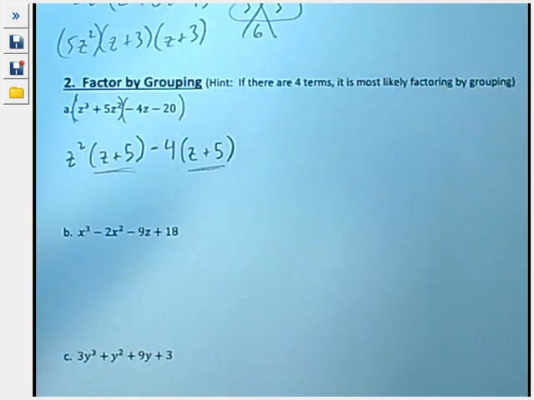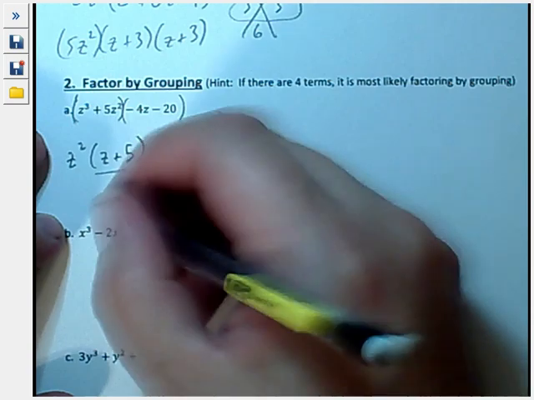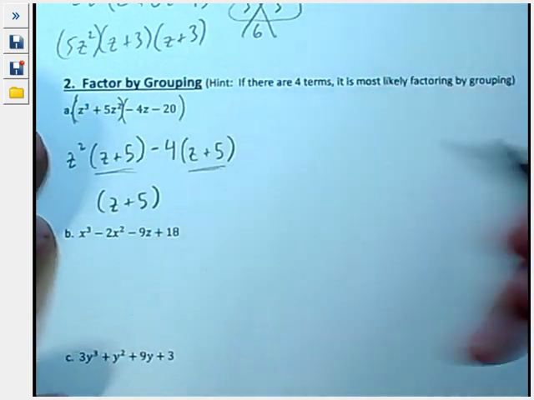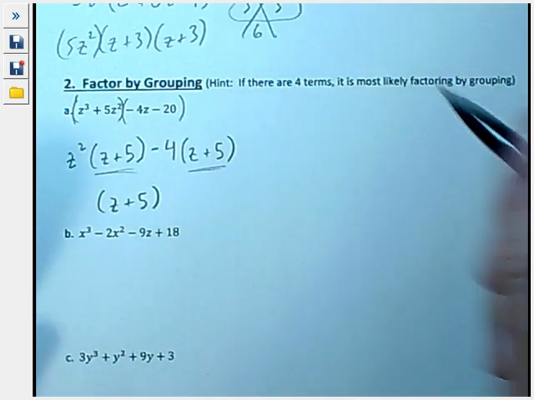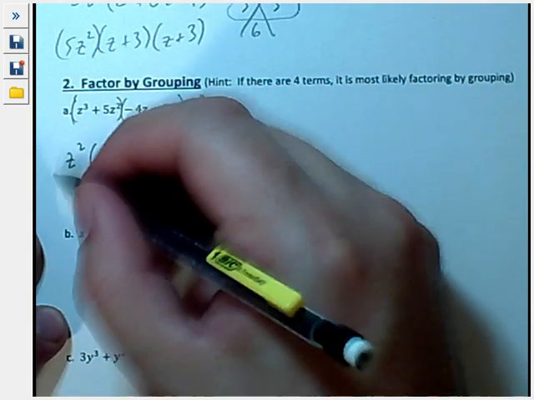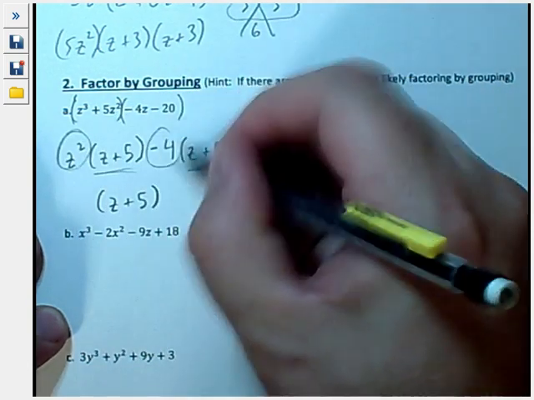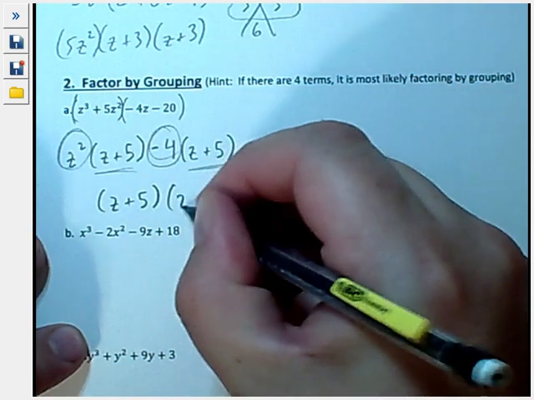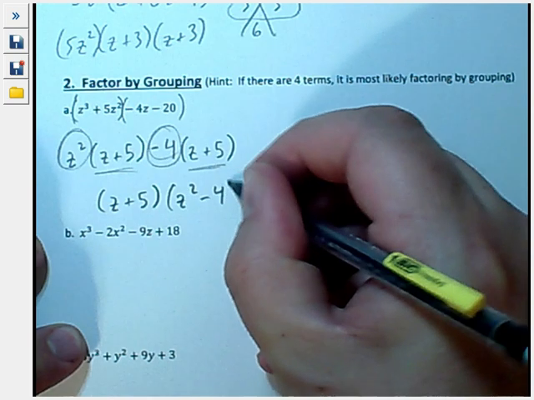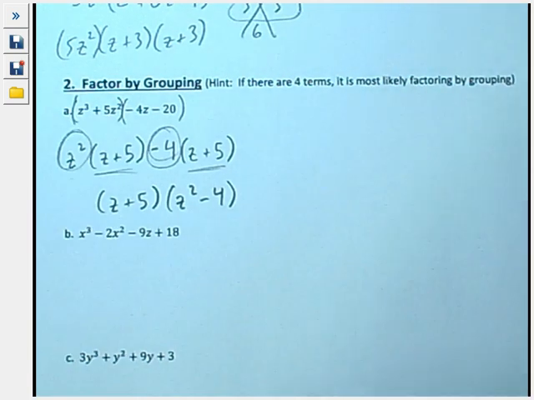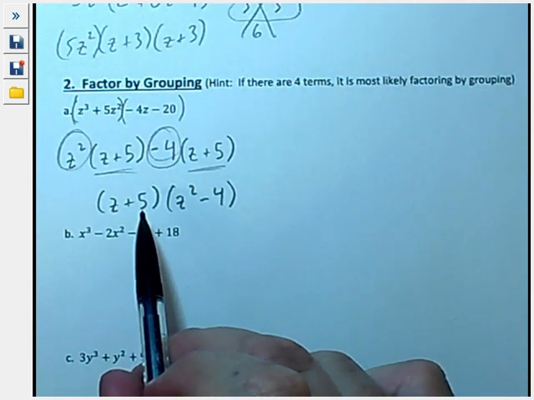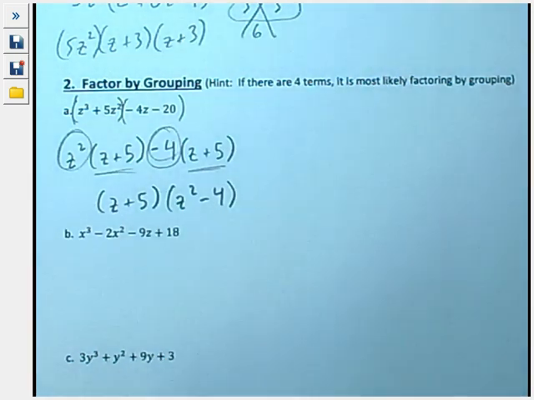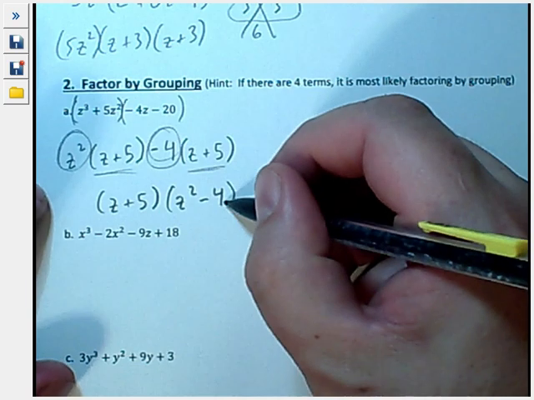Okay. So that tells us that that is a factor. So one of our factors here is z plus 5. The other factor is made up of this guy and this guy, z squared minus 4. Okay, z squared minus 4. z plus 5 can't be simplified any further, but z squared minus 4 can, because we recognize that this is called the difference of two squares.